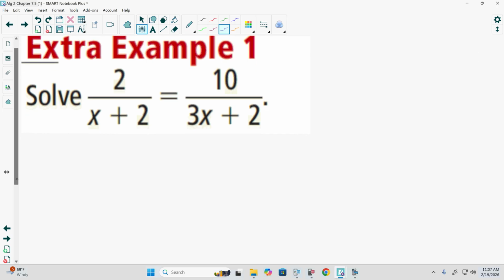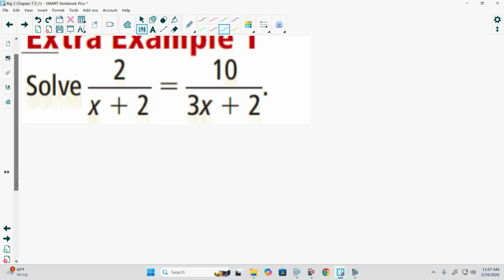So let's look at this second problem. We have 2 over x plus 2 is equal to 10 over 3x plus 2. Now, if we find our restrictions, it's any place that's going to give us a division of 0. Now, luckily, since we're just dealing with an equation, fractions, we don't have multiplication, division, specifically division. It's just whatever is going to make the bottom of the fraction be 0.